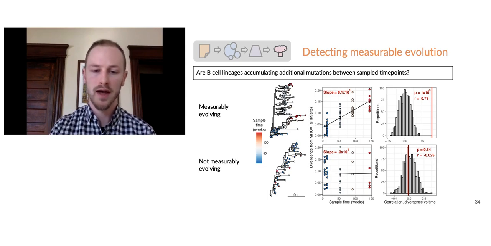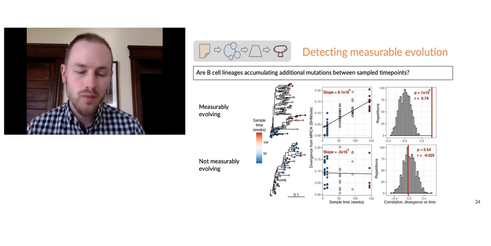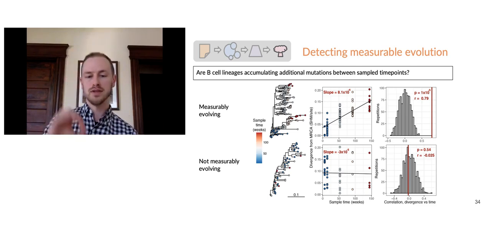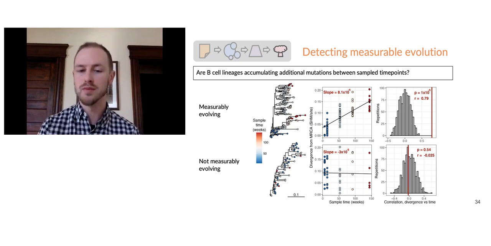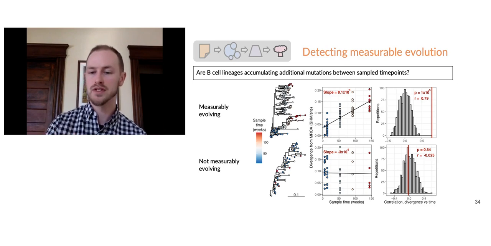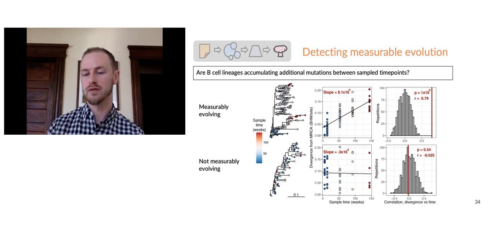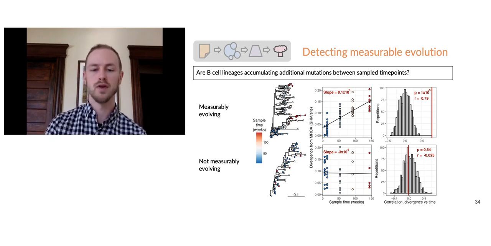Alternatively, if we look at this lineage at the bottom left, we can see there's an almost random relationship between the sample time and the divergence. And this is actually quite common in B-cell lineages, perhaps surprisingly so. If we look at the scatter plot, we can see there's very little relationship between sample time and divergence. And if we look at the permutations of correlation over time, we can see that our observed data is not significantly different from the same tree, but with randomized data.